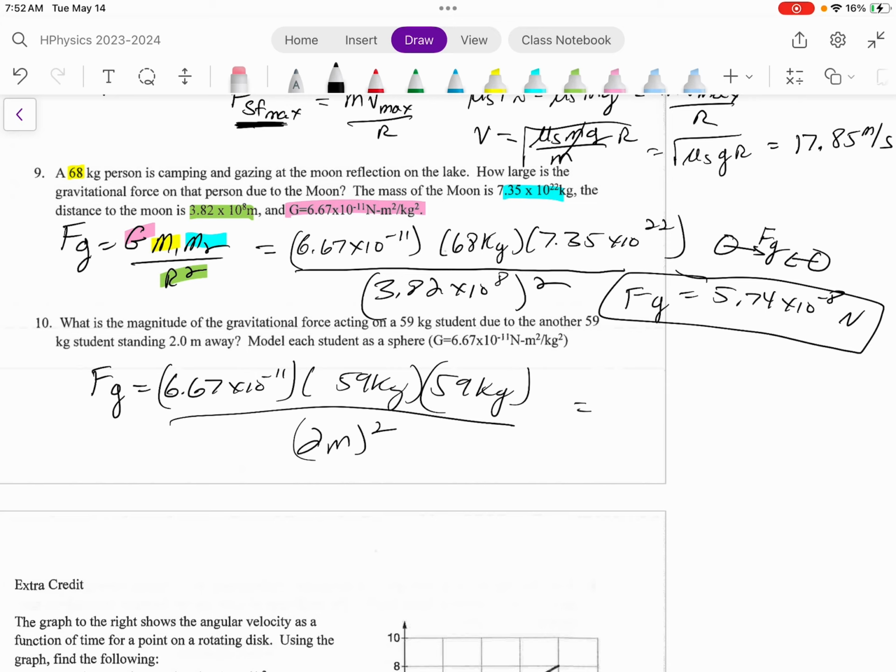Where is it? Uh-oh, I lost it. Sorry about that.